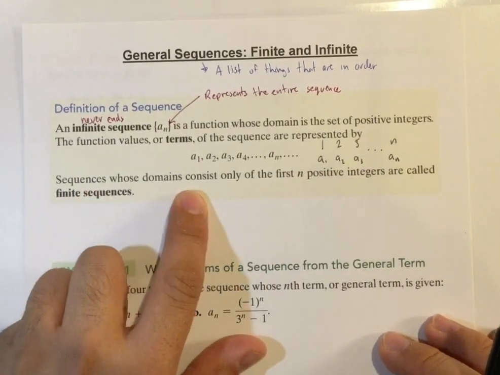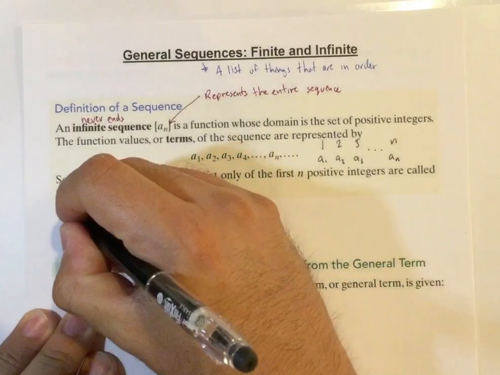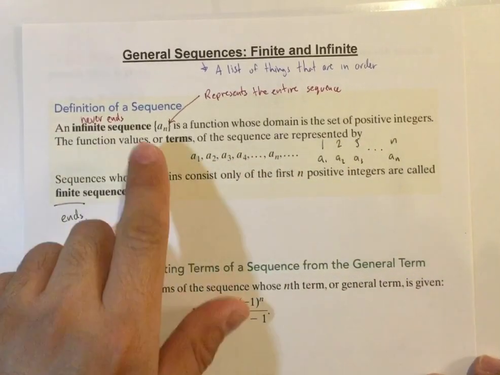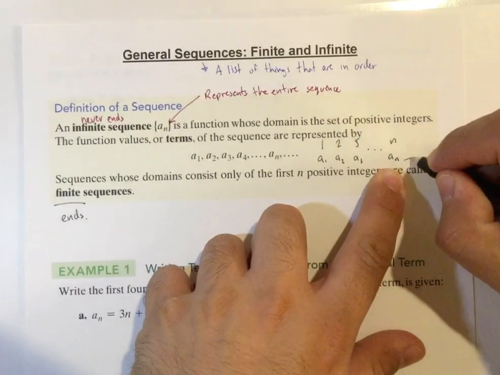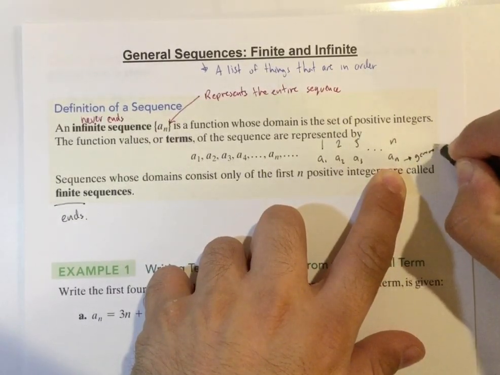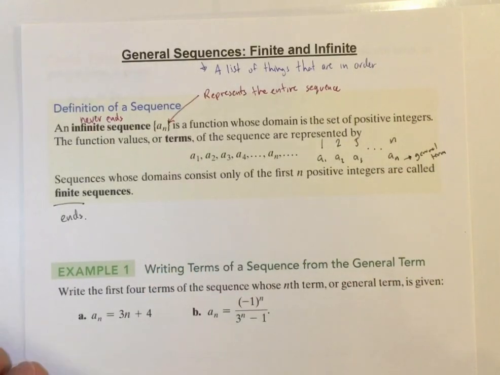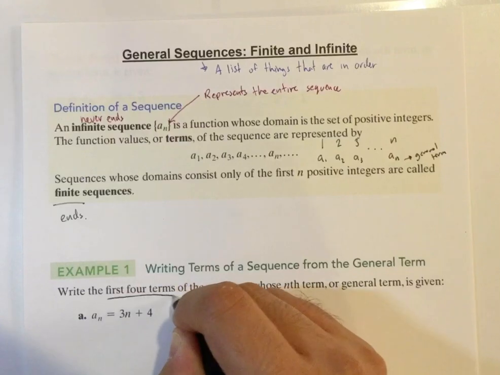So a sequence whose domain consists only of the first n positive integers is called a finite sequence, and finite right here pretty much means that it ends. And a sub n, right here, is just going to be your general term. So this right here is the general term, because you'll see that written quite often. For example 1, it says writing terms of a sequence from the general term. So write the first 4 terms of the sequence whose nth term or general term is given. So it's asking me to write the first 4 terms. So let's start there. We have 2 examples.